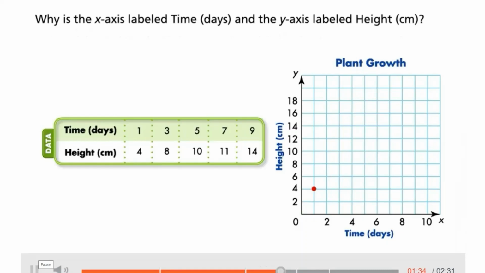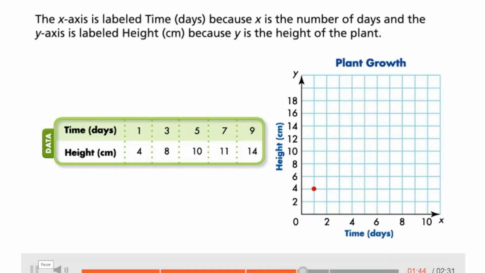Why is the x-axis labeled time, days, and the y-axis labeled height, centimeters? Your x-axis is labeled time, days, because x is the number of days, and the y-axis is labeled height, centimeters, because y is the height of the plant.